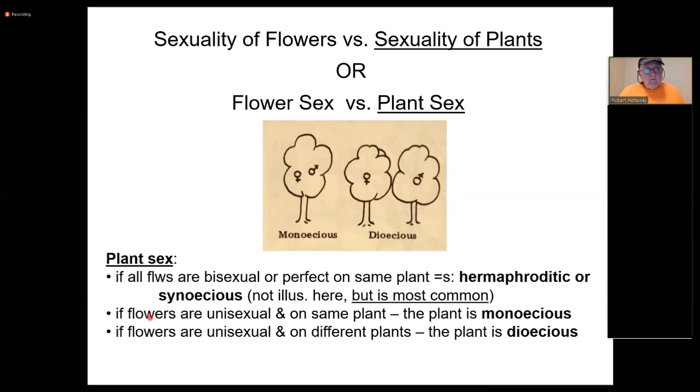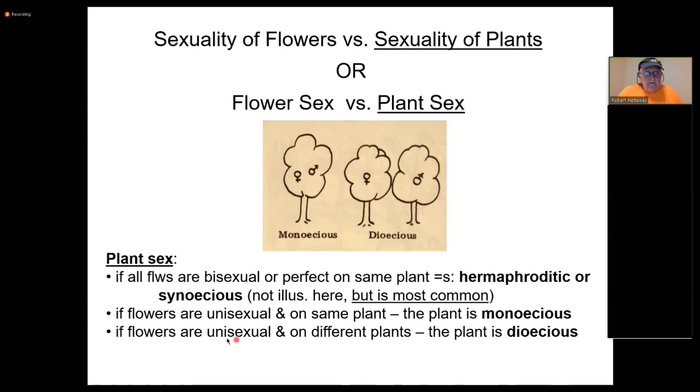What happens if all the flowers are unisexual? Well, I shouldn't say all, because if on the plant some of the flowers are unisexual, that means they have either stamens or pistils and they're on the same plant, like oak trees. Oak trees are good examples of monoecious plants, and so are birches, because you have the little catkins of the males and females that are separate on different branches of the same plant.